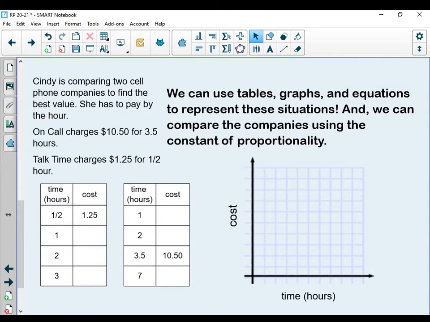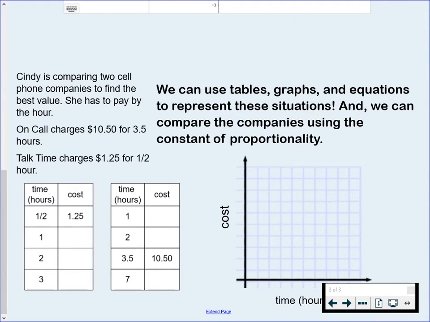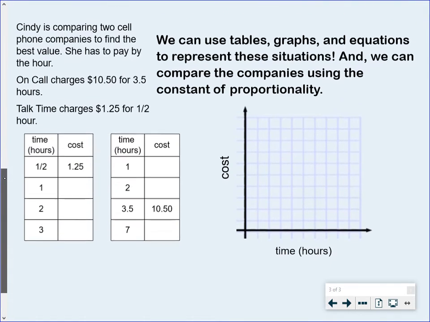All right, today your goal is to continue looking at the constant of proportionality. We're going to be comparing two different sets of values today. You're going to use tables to do this. You're going to use graphs to do this. You're going to look at the equations. So I wanted to give you an example.